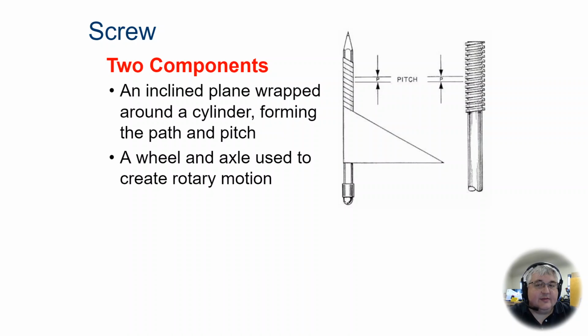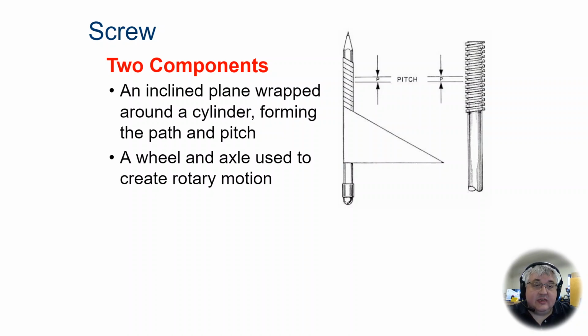Okay, as I mentioned before, a screw is really two things. It is an inclined plane that's wrapped around a cylinder. That's what I mean by helically around an axis. It's a coil. So it forms a path and a pitch. The path is if you put your finger on one of the threads and followed it around, you're following the top of the inclined plane, which is the path.